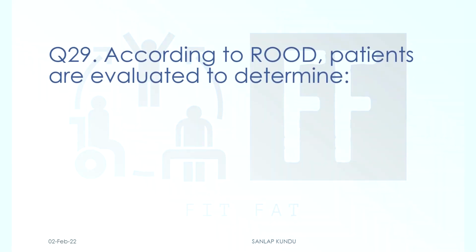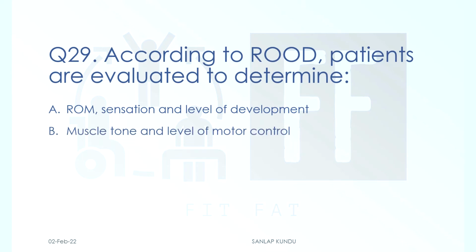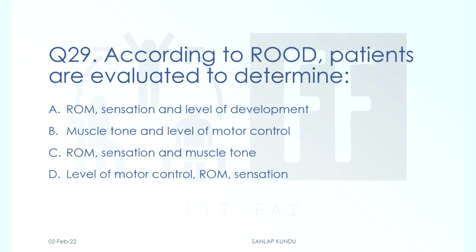Question number 29. According to Rood, patients are evaluated to determine option A, range of motion, sensation and level of development; option B, muscle tone and level of motor control; option C, range of motion, sensation and muscle tone; option D, level of motor control, range of motion and sensation. Now let's check out the answer.